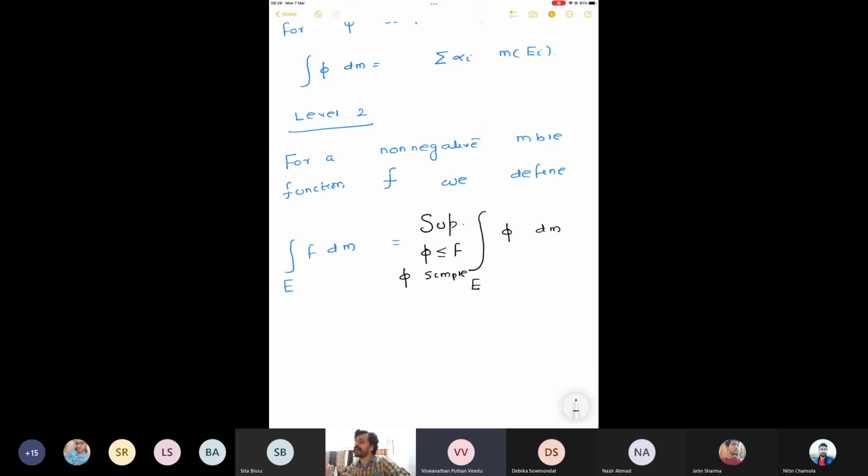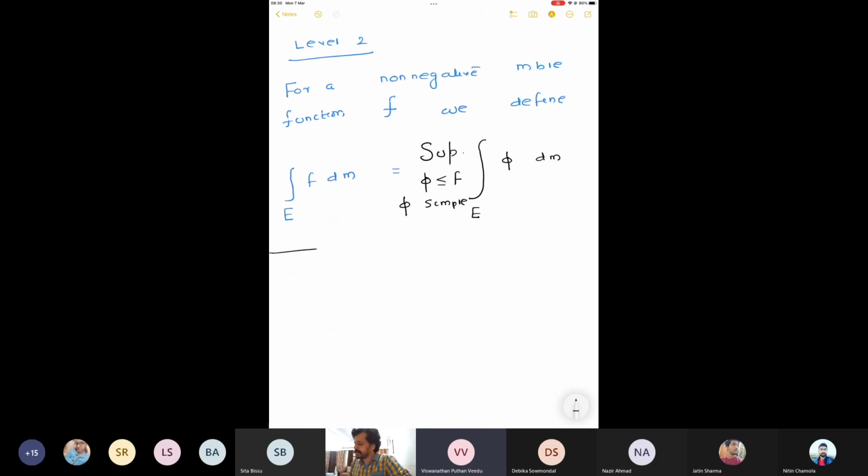And once you have it for non-negative measurable functions, then level 3 you can do. f you can decompose into two, f plus and f minus, and then you can integrate. So my remark is that level 1 is not really essential. If you ask why I include it, it is because I wanted to compare it with the Riemann integral, and you can see that in the case of bounded functions, our procedure is just mimicking the Riemann idea. For that only I included level 1. Is that okay?